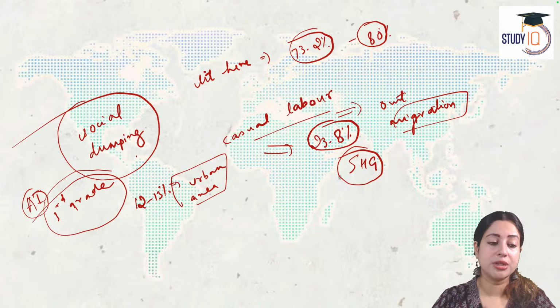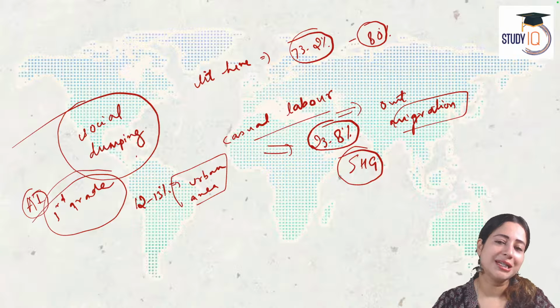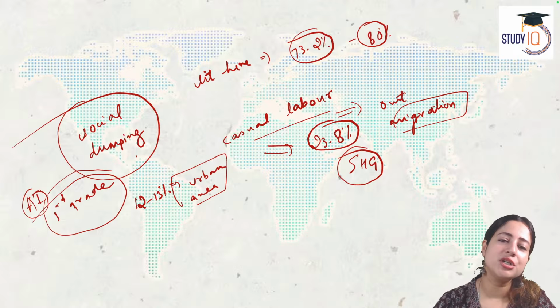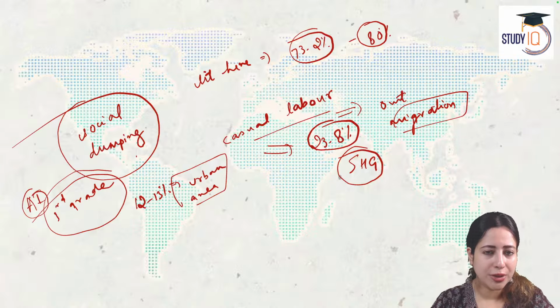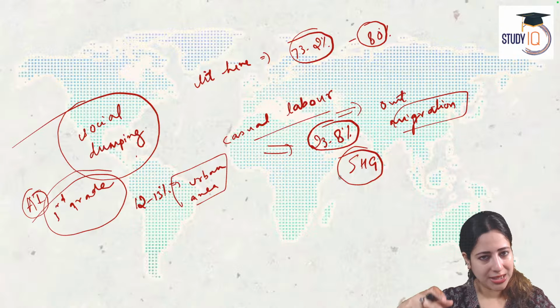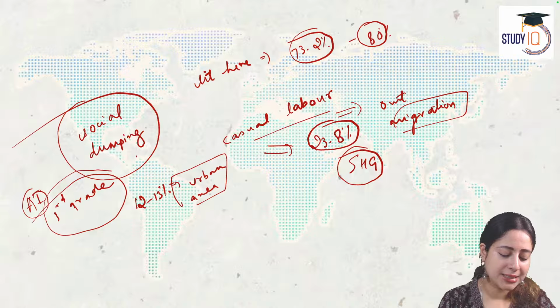Because you often get a question in GS paper 2 which says India is not one single country. It is a pocket of small regions. Yes, we are. So if one pocket is torn, the whole chain suffers, right? So we need to work on that on priority.